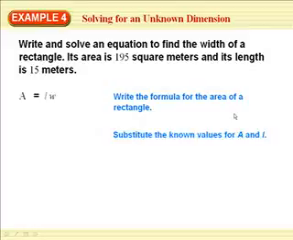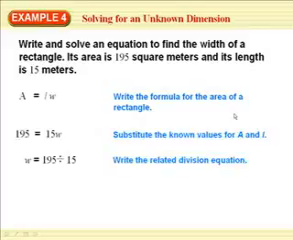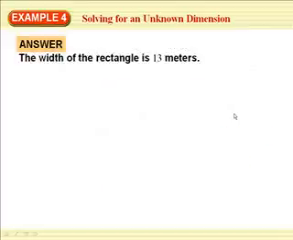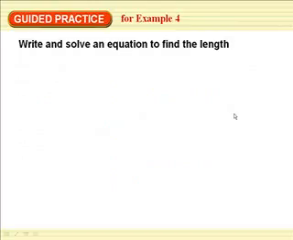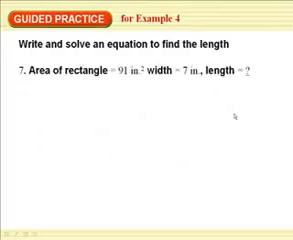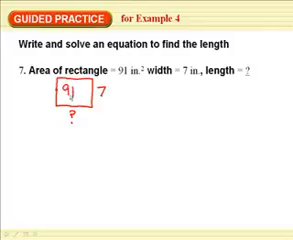So they're doing the same thing. They're substituting in the values. They're dividing and came up with 13. So write and solve an equation to find the length. The area of a rectangle, so this is the same thing we just did. And draw a picture. The width is 7. The length is, we don't know, question mark. But we know the area is 91. So it's the same thing. Area equals length times width. We know the area is 91.